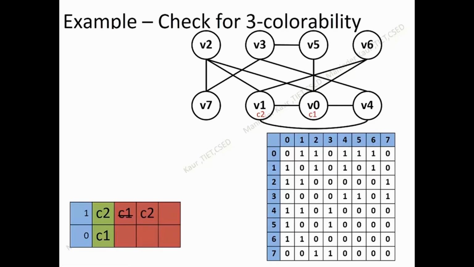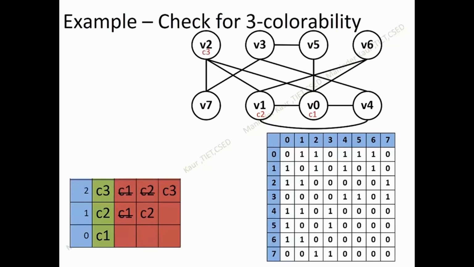Now for V2 color, we can't paint V2 with C1 because V0 is already painted with it and is adjacent to V2. We can't paint V2 with the color C2 because the vertex V1, which is adjacent to V2, is already painted with C2. So the next possible color for V2 will be C3.